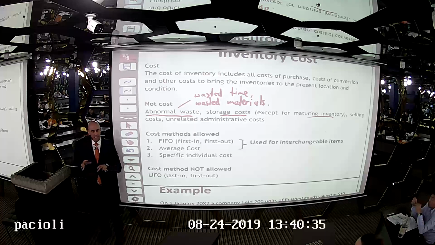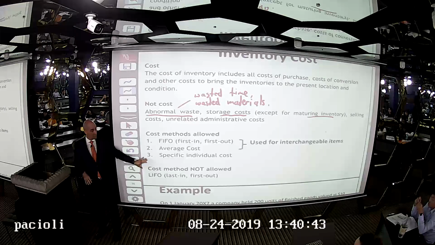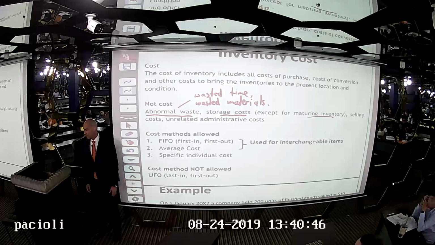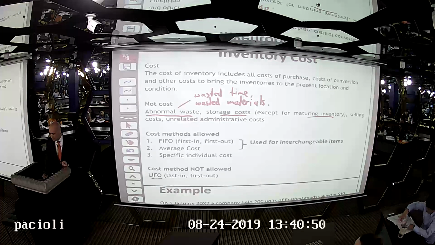Or in the case, let's say you have an inventory of land. Every piece of land has a different price, a different value. So for inventory where each item has a different value, you can use the specific individual cost. We cannot use LIFO.